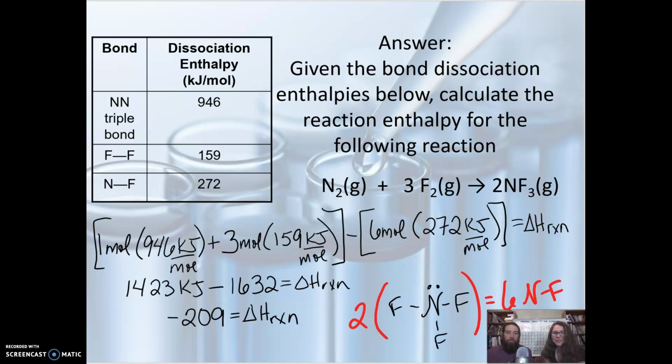Here you go. And one of the big differences between this and the other problems that we gave you is that we have a coefficient for the NF3. So we have 2 moles formed, and each of those molecules has 3 NF bonds. So it's really 6 moles that you have to put in your problem. That was a tricky one. It was a tricky one. That's why we put it in there, to make sure that they wouldn't get caught when it's on an exam. That's right.